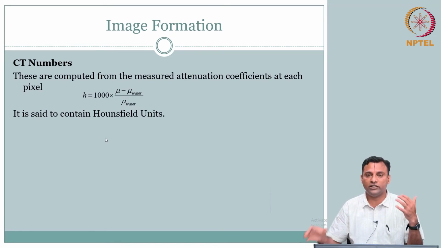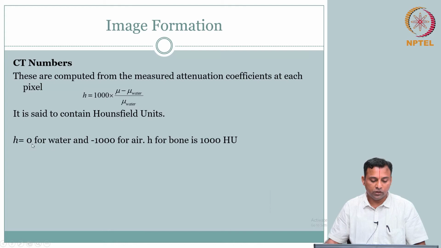So the bone, in the natural body, is supposed to have the highest attenuation of all the other materials: fat, muscle, water, air. So bone will become 1000 Hounsfield units. So H is 0 for water, minus 1000 for air, and for bone it is about 1000 Hounsfield units.